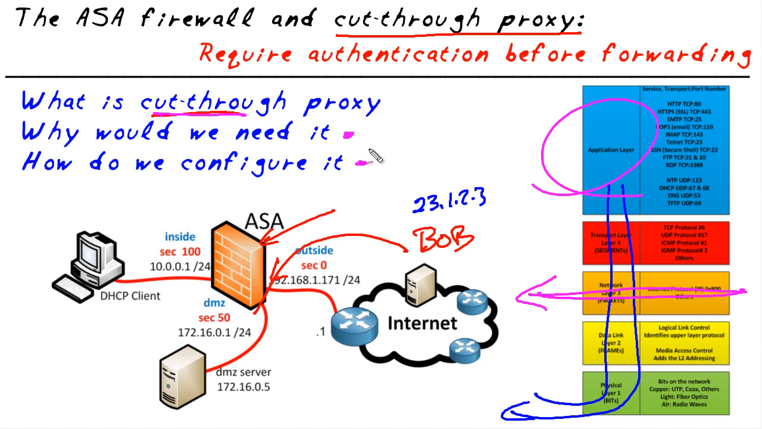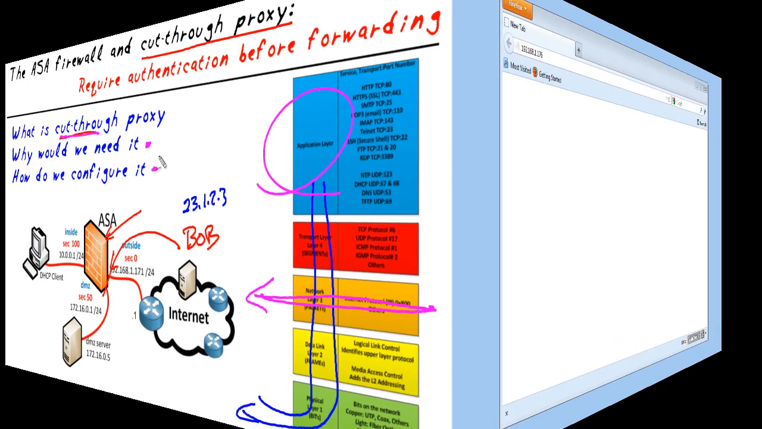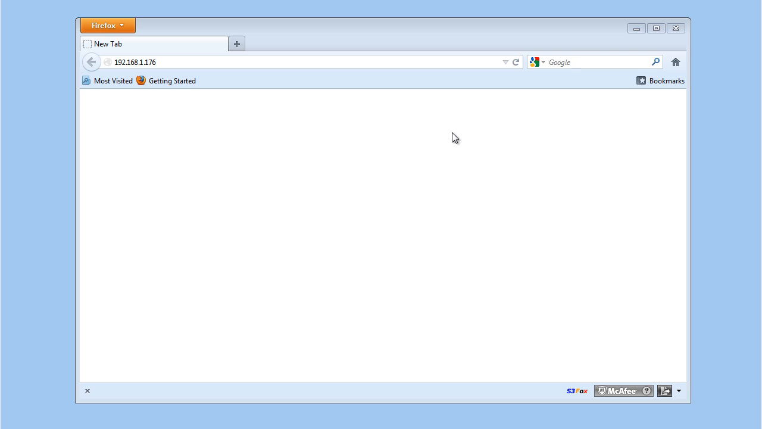And how do we configure it? I'm glad you asked. Let's do that in ASDM right now. I was just thinking we probably ought to verify that basic web services work first before we try to lock it down with authentication. So this is from the outside going to the mapped address of that DMZ server, and we just want to verify that it works.